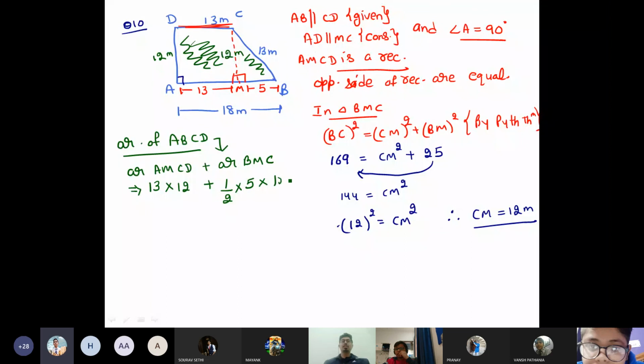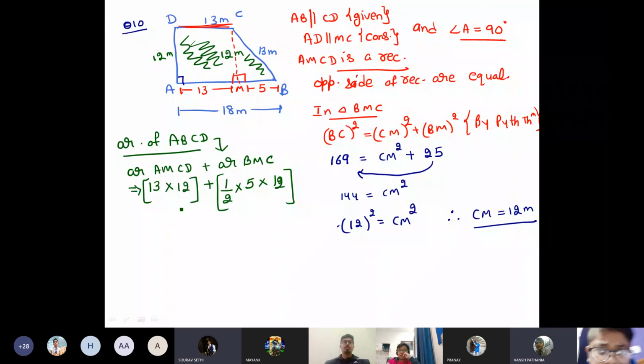Sir, can't we do it by the area of trapezium? Yes, you can do it by area of trapezium also. There are two non-parallel sides, okay. Yes, you can use the area of trapezium also.